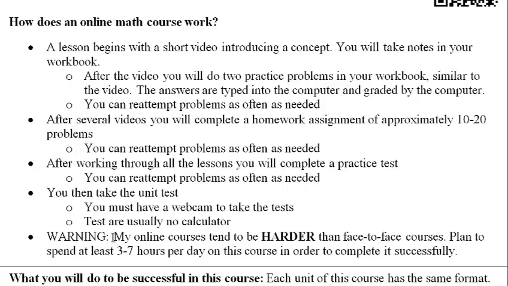Something to be aware of: a lot of people take online courses because they're easier. Well, that's not the case with my online classes. They tend to be harder than face-to-face courses. And because this is an accelerated summer quarter, we're going to spend 6 weeks to go through what normally is done in 11 weeks. You should plan on spending 3 to 7 hours per day on this course in order to complete it successfully. That means you're looking at over 30 hours per week just dedicated to this course. Be sure you are ready to make that commitment if you are enrolled in this course.